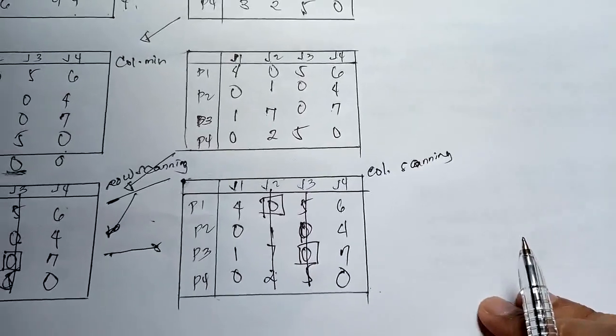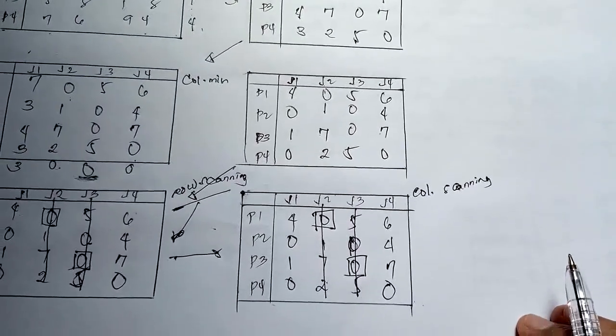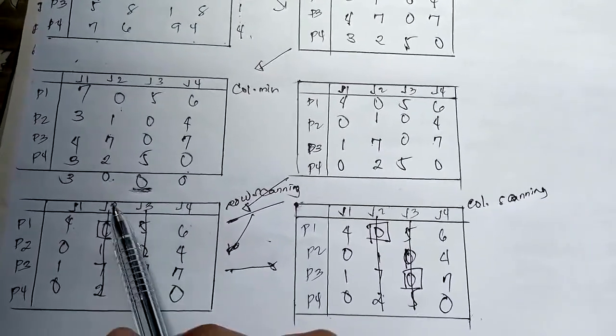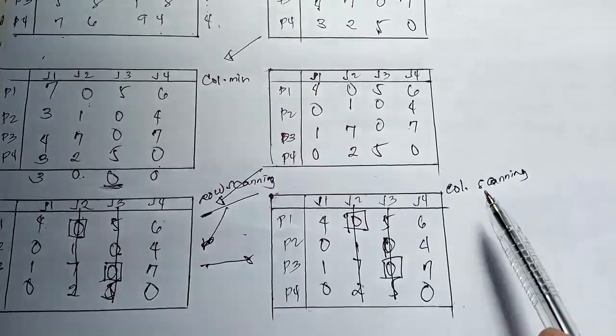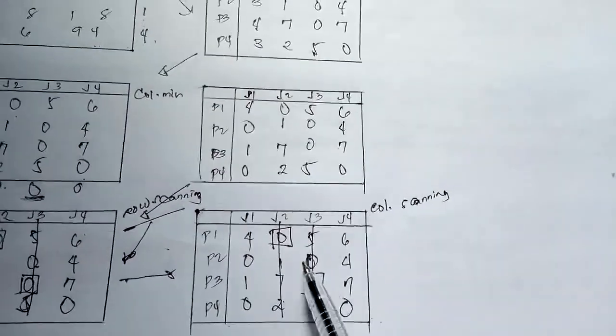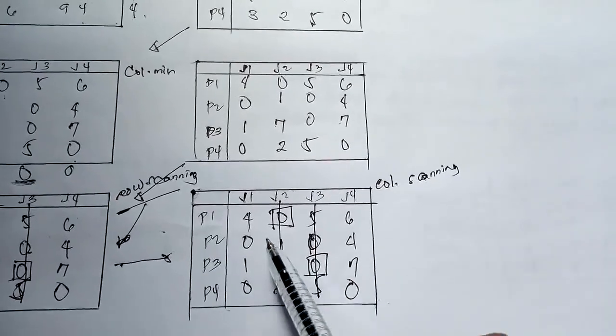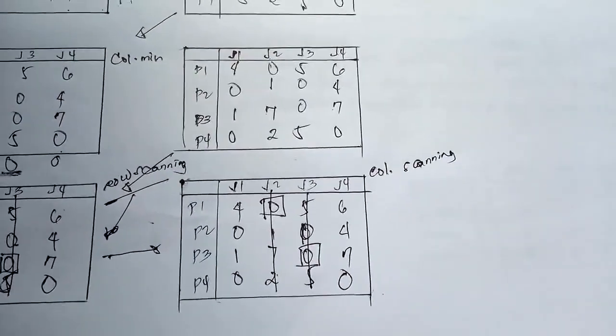So the only difference here between row scanning and column scanning is that in row scanning we have to draw a vertical line, but in column scanning you have to find a zero in a column and draw a horizontal line. So let's try this one.